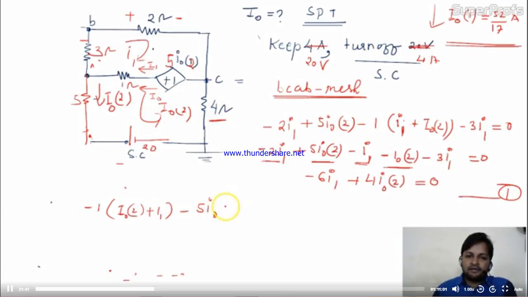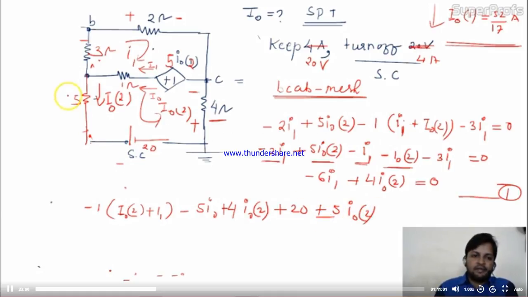Here I'm getting 4, and the direction of the current is like this. So I'm getting plus 4 I naught 2. Here I'm getting plus 20, and this is 5 also, I'm getting 5 I naught 2. Why am I taking plus sign? Because now the current direction is from the upward side. So the drop is like this, and I'm moving in this way. Okay, so it will become a positive sign at the end. So it is 0. So that is equation 2, and you will solve the equations.